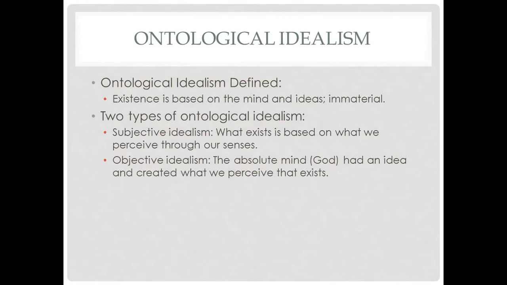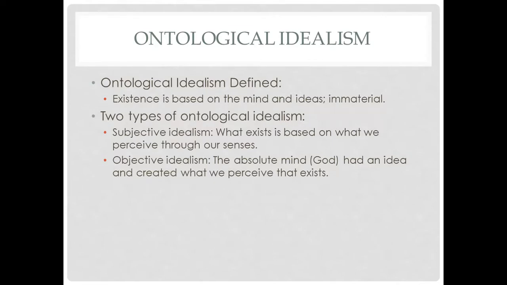So, now let's look at a new perspective regarding ontology. Ontological idealism. Ontological idealism is defined as an existence that is based on the mind and what the mind perceives and the ideas. So it really is irrelevant of materialism or what is actually an object that exists based on us being able to touch and see it.